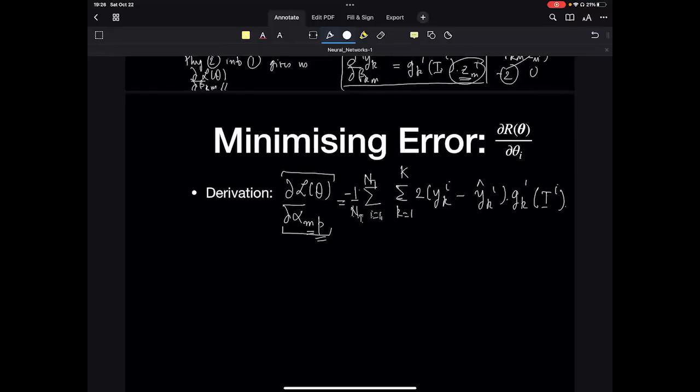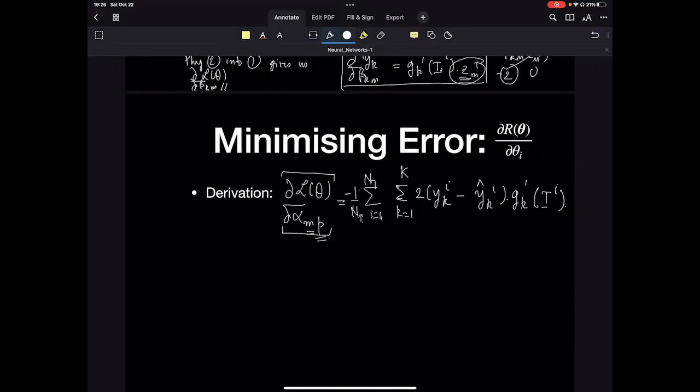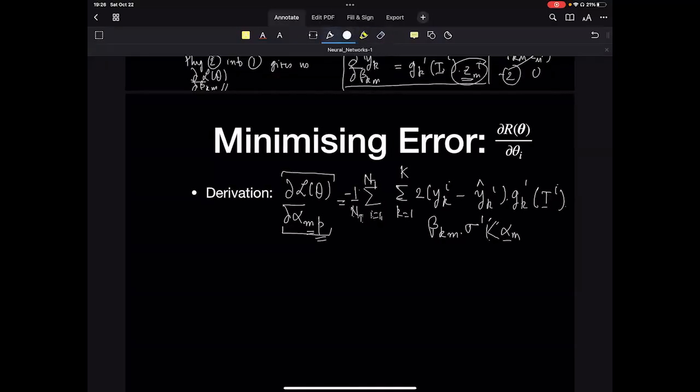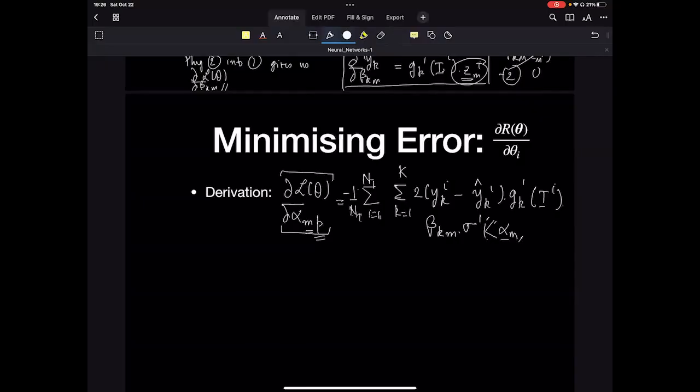So this is where our alpha m is going to appear, right? So we have beta km times sigma prime. You know now where the sigma is coming from, right? The sigma is coming from our hidden layer. So we differentiate that. So we have this in a product, alpha m, and then we have our, so alpha m is multiplying what? Alpha m multiplies what? Input x. Exactly. So we have the input.